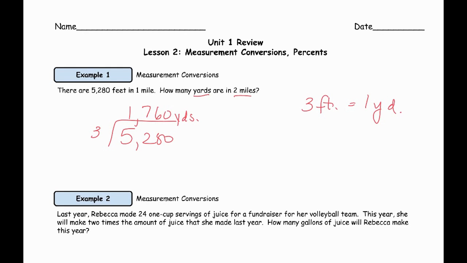So we can take that amount, 1,760 yards, and then it asks, well, how many yards are in 2 miles? And all I have to do now is multiply that by 2. And we can see that we get 3,520 yards in 2 miles.